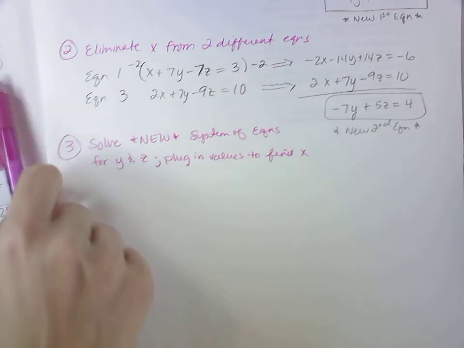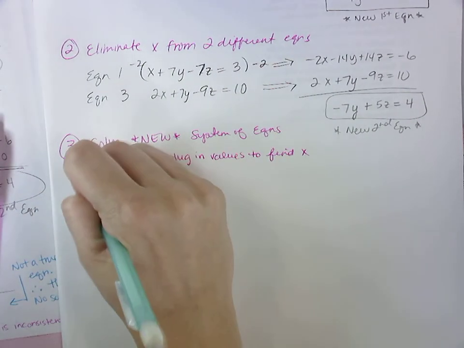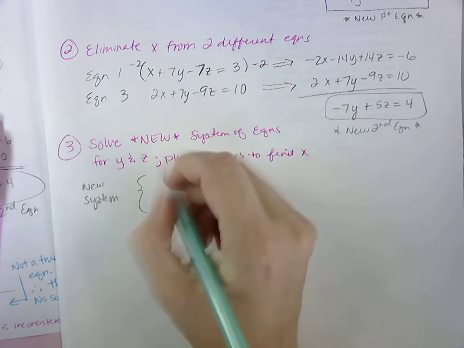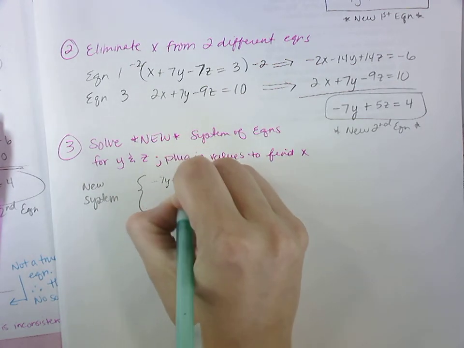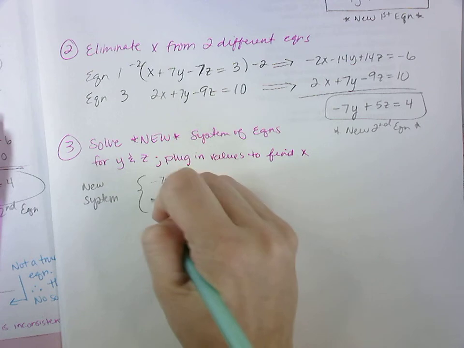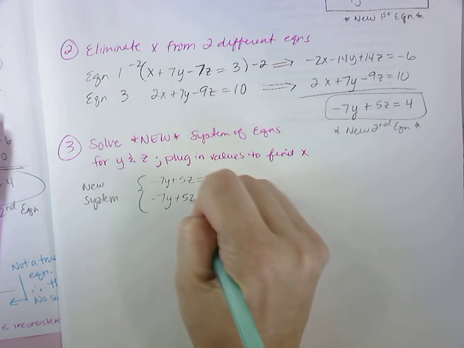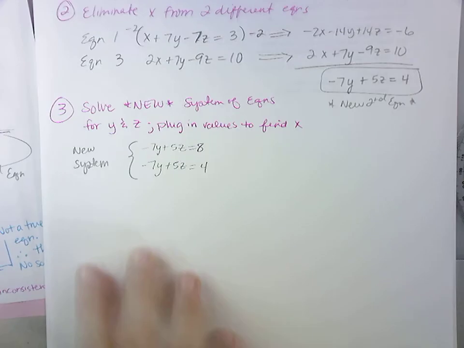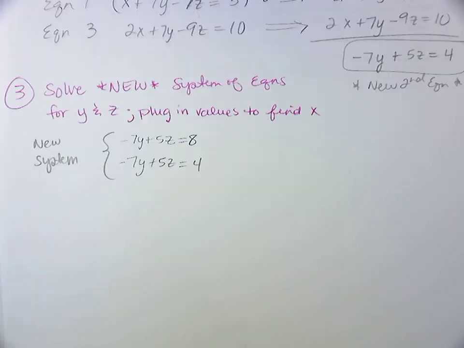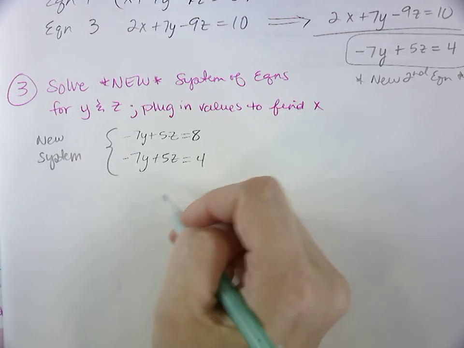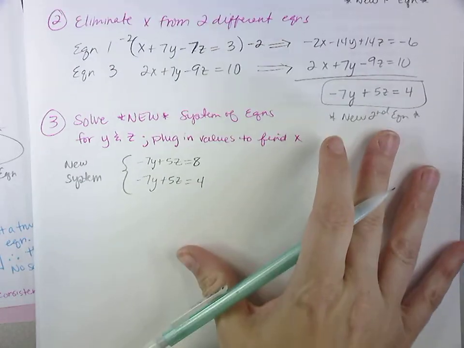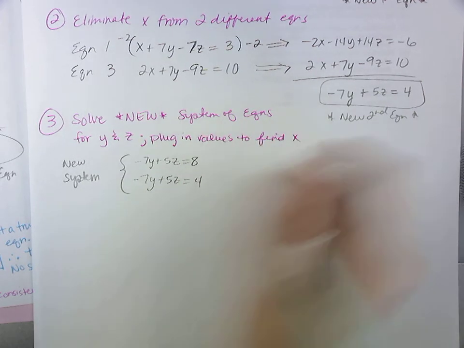Okay, so here's my new system. My new system is just negative 7y plus 5z equals 8, and negative 7y plus 5z equals 4. Okay, so when I go to multiply this, what am I going to multiply by? I'm going to multiply by negative 1. Zoom out. Okay, so when you multiply this, you're going to see something special happens.